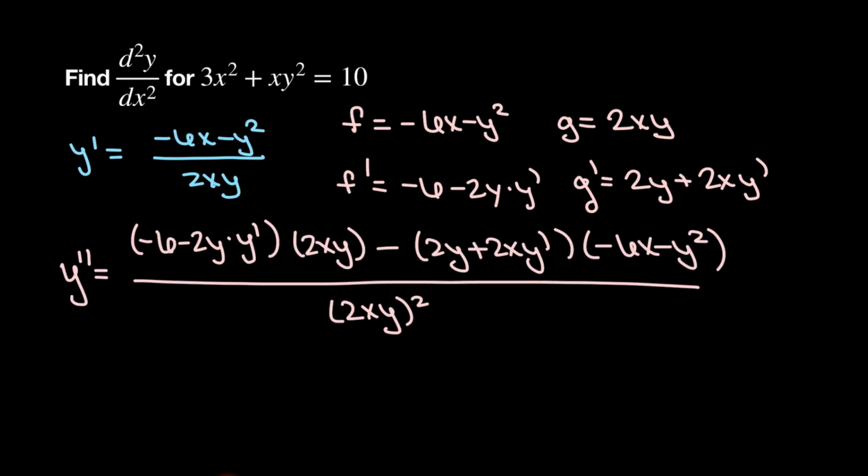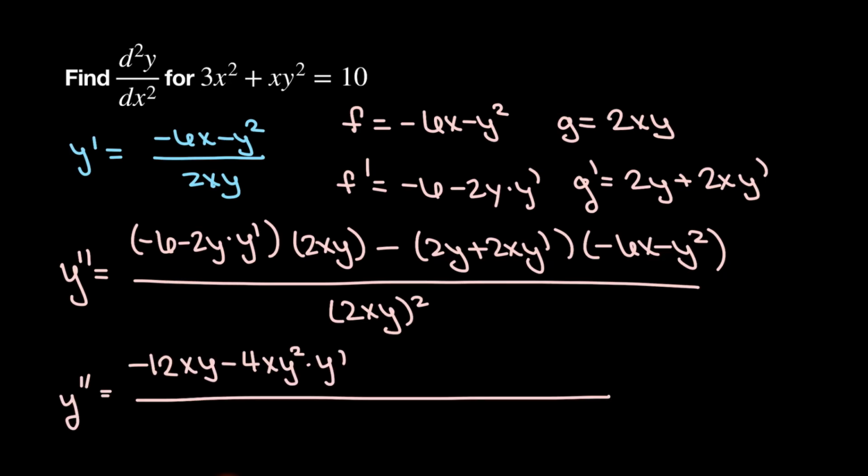All right, plugging this into my quotient rule, a little complicated, but here we go. We've got our f prime times g minus g prime times f all over g squared. Now I'm going to simplify this, so I'm going to do a bunch of multiplying. I'm going to take my f prime times g, so I'm going to take 2xy, and I'm going to distribute that to the minus 6 minus 2yy prime. So that's how I got this negative 12xy minus 4xy squared y prime.